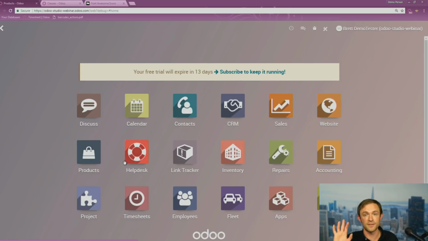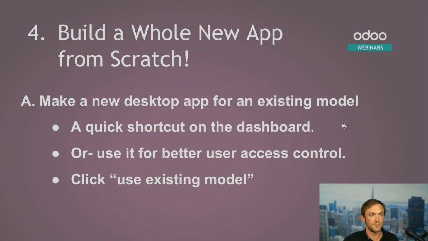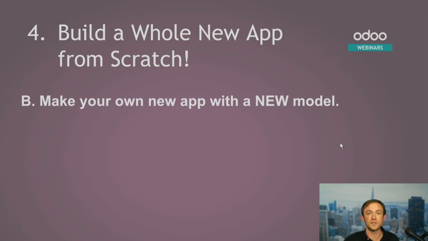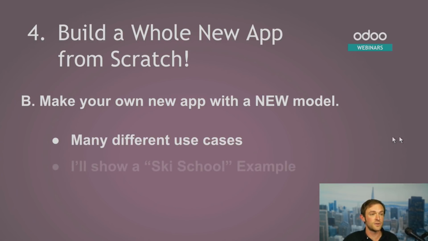Okay, so that's a very simple way of making a new app where you're basically just doing a shortcut to information that's already there. Really popular, and I've been doing it a lot for a lot of my clients recently. But you can also create a new app using your own new model and just start completely from scratch. A good example for that is doing a class or a school or something like that, because we don't already have an app in Odoo for handling universities.